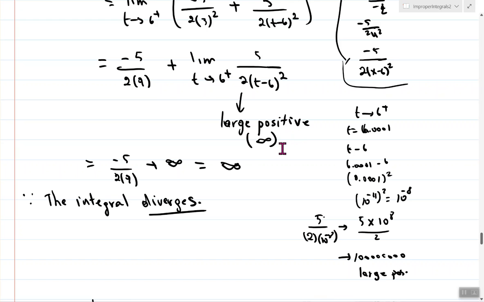Large positive translates to infinity. So you have a number plus infinity, which is infinity. So we say the integral diverges.